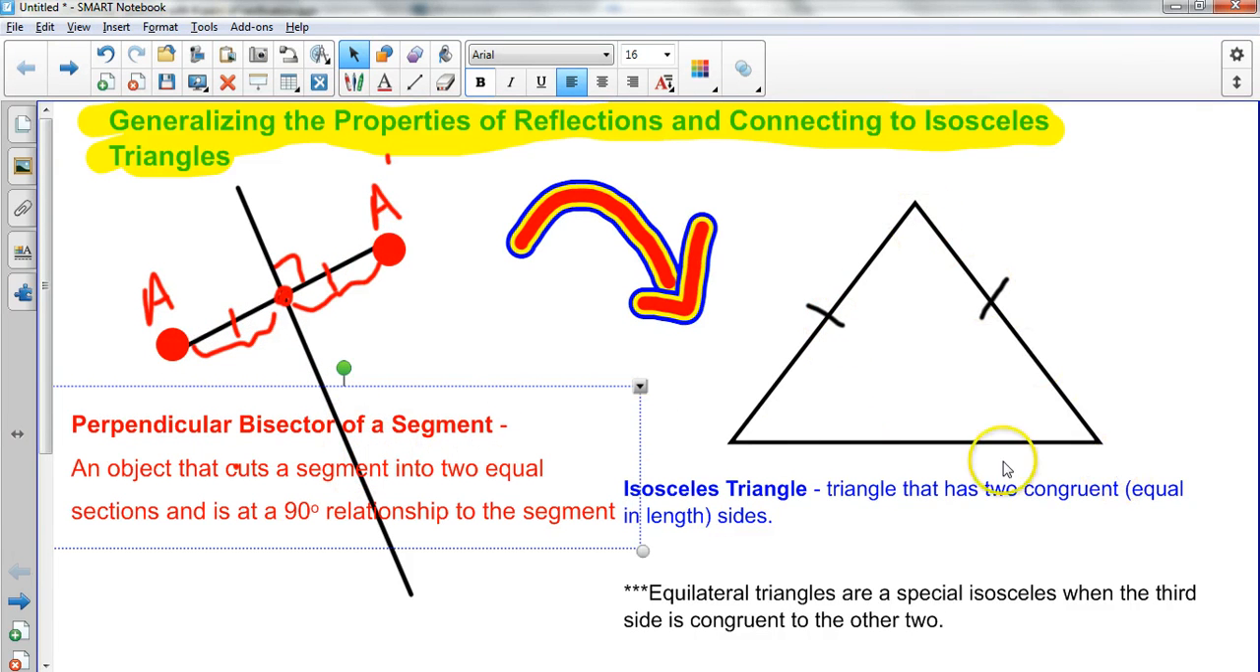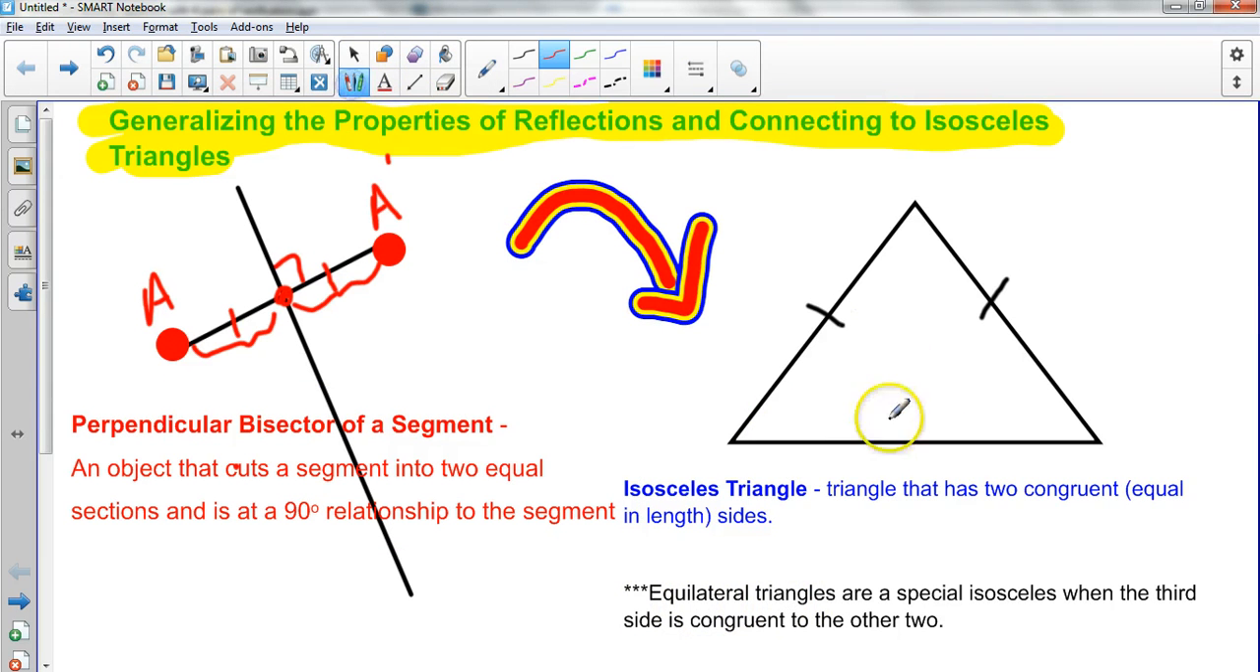Isosceles triangles are triangles that have two sides that are of equal length, or congruent sides, two congruent sides. Okay, so an equilateral triangle here that I wrote is a special isosceles triangle where the third side is congruent to the other two. So therefore all three sides are equal. So equilateral triangles are just a special case of an isosceles triangle, where isosceles means it's a triangle, a three-sided shape, that has at least two congruent sides.